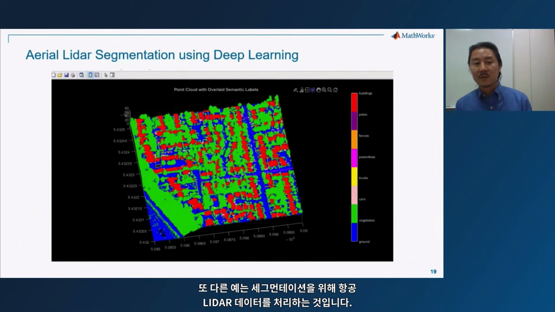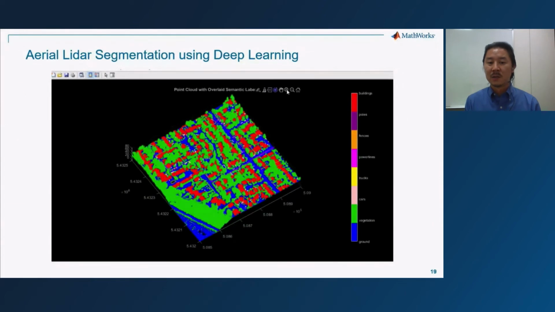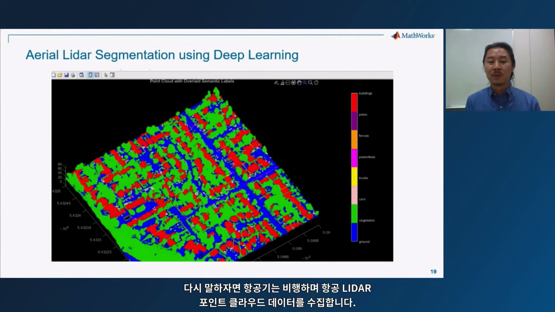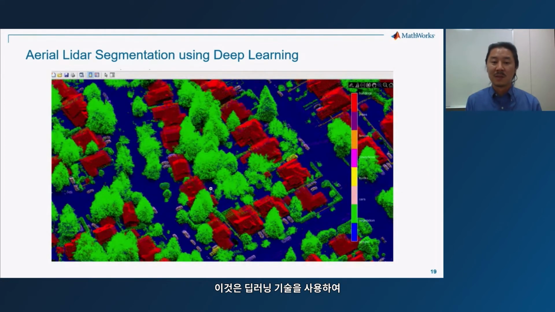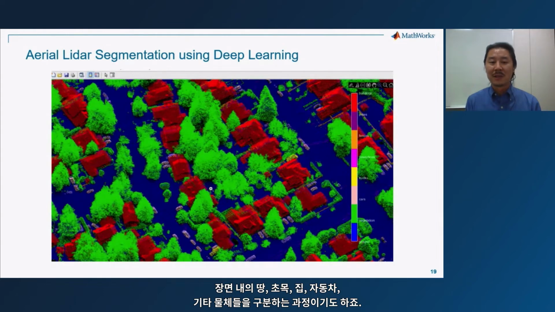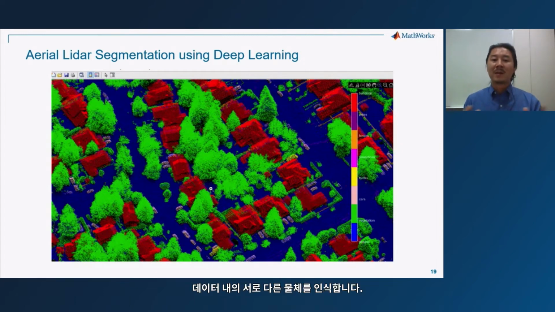Another example of this is processing of aerial LiDAR data for segmentation. So again, an aircraft is flown to gather aerial LiDAR point cloud data, and this is processed using deep learning techniques as well to segment between the ground, vegetation, houses, cars, and other objects within this scene. Right? So deep learning is used on this LiDAR point cloud data to recognize between different objects within the data.